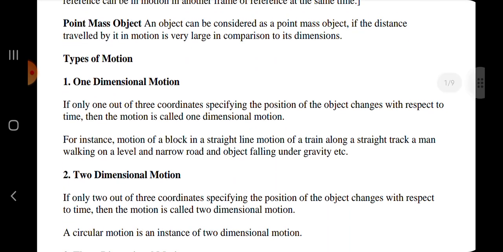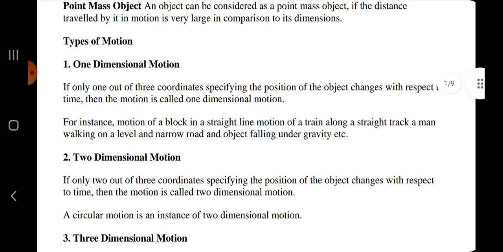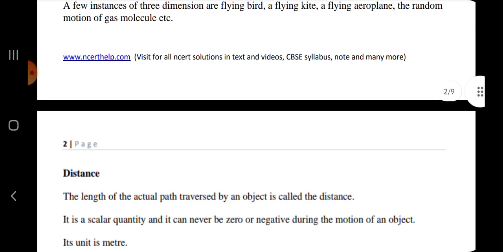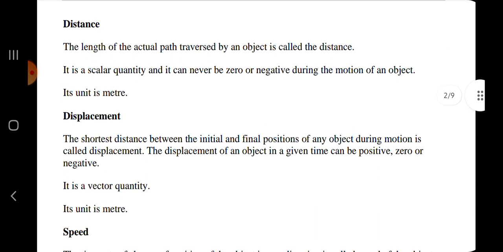Point mass object. An object can be considered as a point mass object if the distance traveled by it in the motion is very large in comparison to its dimensions. Types of motion: one dimension motion, two dimension and 3D motions. Now what is distance? The length of the actual path traversed by an object is called the distance.